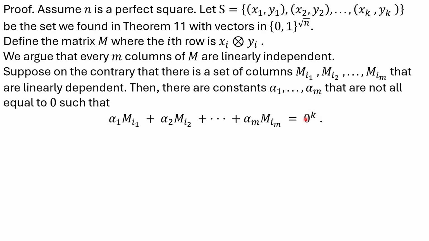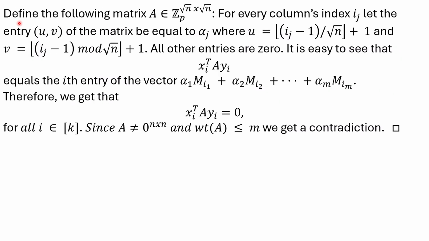We define the following matrix A, which belongs to Z_p, of size root n by root n. For every column's index i_j, let the entry uv of the matrix be equal to alpha_j, where u is (i_j minus 1) divided by root n plus 1, and v is (i_j minus 1) modulo root n plus 1. All other entries are 0.